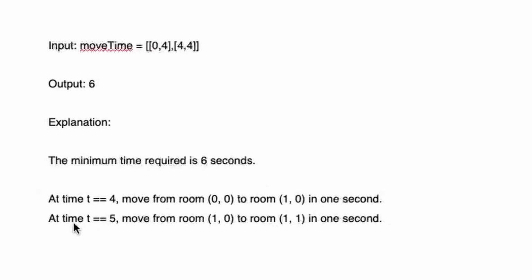Now at (1, 0), we're at time 5. From here, we can move to any other cell, since we can move to them starting at time 4, but it still takes us 1 second to get to that final cell. So from t equals 5, we move to (1, 1) in 1 second, with our total time being 6 seconds.